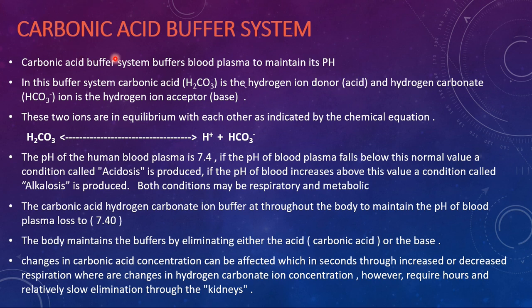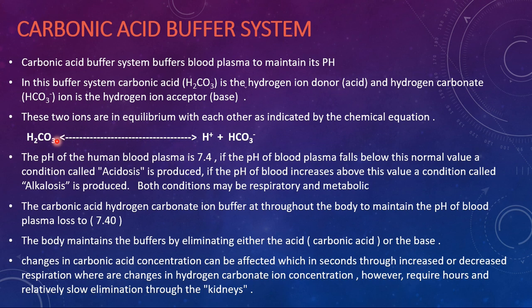Then moving to the carbonic acid buffer system, or bicarbonate carbonic acid system. This is the most important buffer system in the plasma. It accounts for about 65% of the buffer capacity in the plasma, and approximately 40% of the buffering action in the whole body.